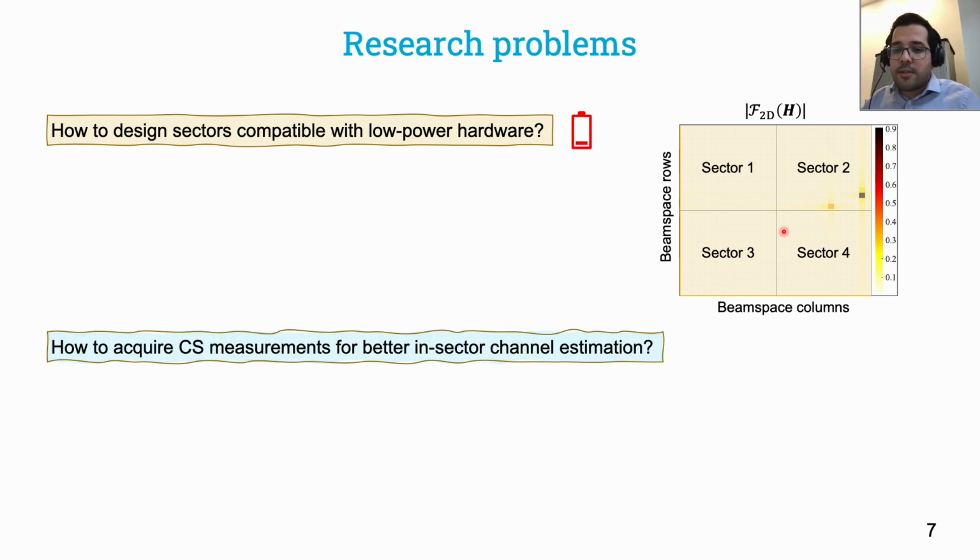The second challenge is to optimize the compressive sampling such that the reconstruction of the beam space is extremely good within the sector of interest, and it can be bad outside the sector of interest.